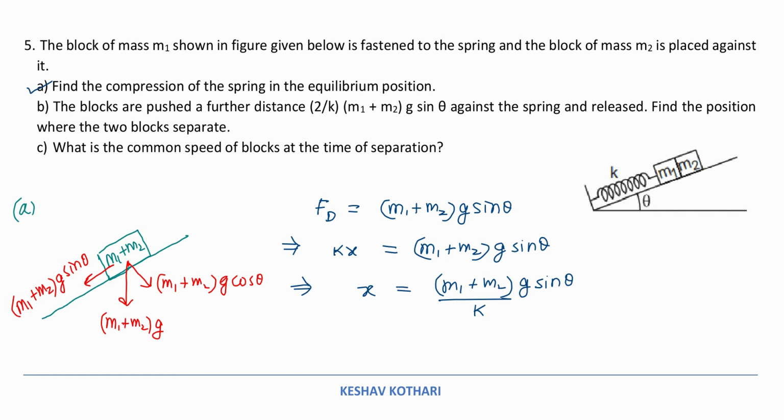Now the next thing which the problem is asking is, the blocks are pushed a further distance of 2 by k (m1 plus m2) g sin theta against the spring and released.